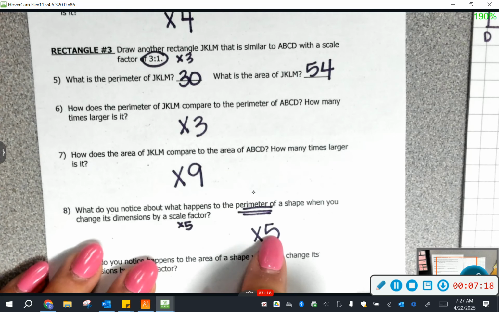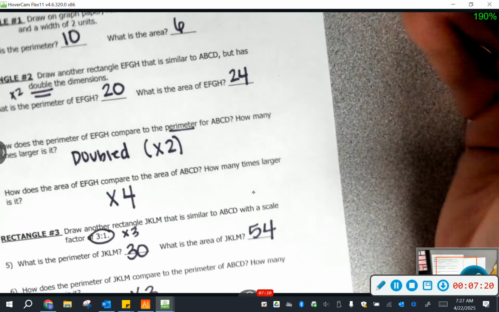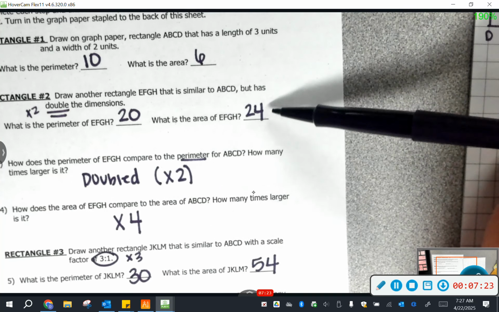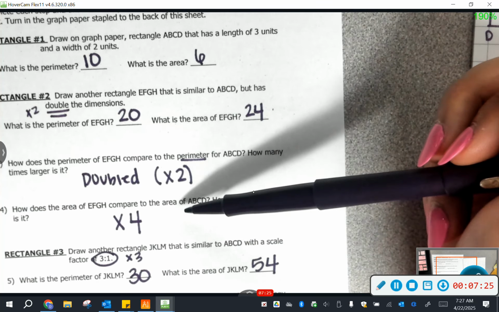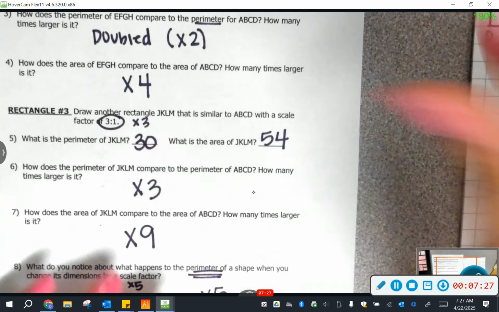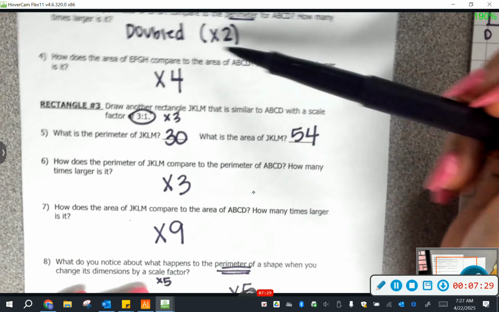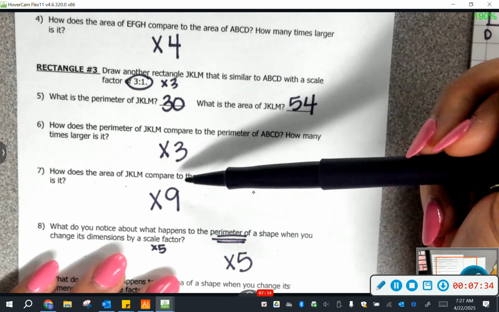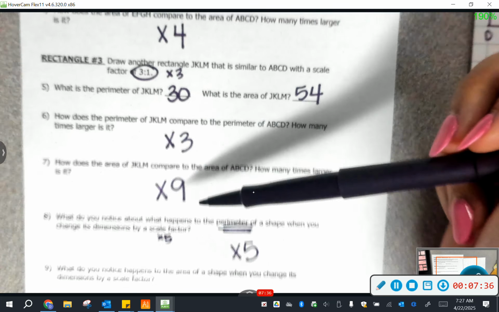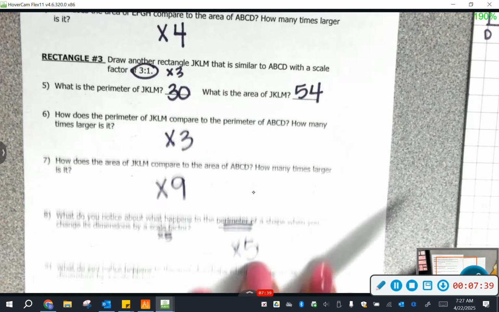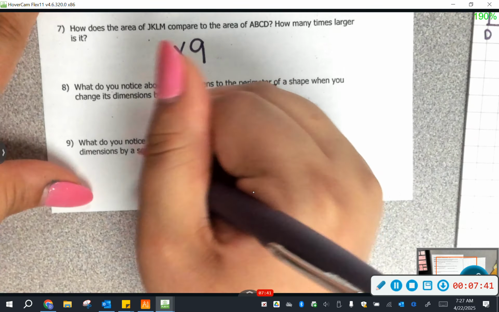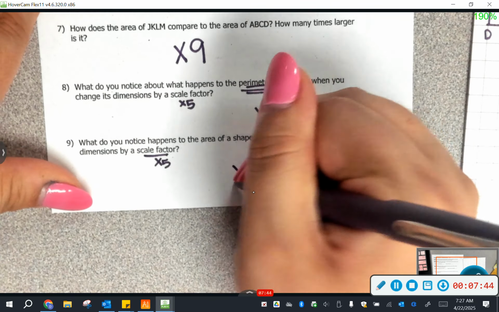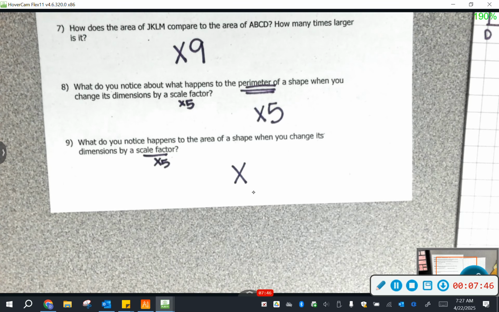Now, was area the same way? I was at 6 and I got to 24. What did we multiply by? 4. I was at 6 and then I got to 54. What did we end up multiplying there? 9. So what if I have a scale factor of 5? What am I going to multiply by to find the area? Any guesses?